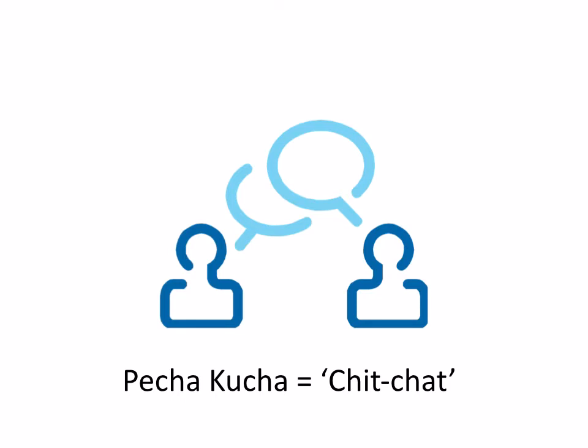The phrase Pecha Kucha, sometimes pronounced Pechuchka, translates to chit-chat. It's a Japanese phrase, and the Pecha Kucha concept and format originated in Tokyo in Japan in 2003. And since then, thousands of Pecha Kucha events have taken place all around the world.